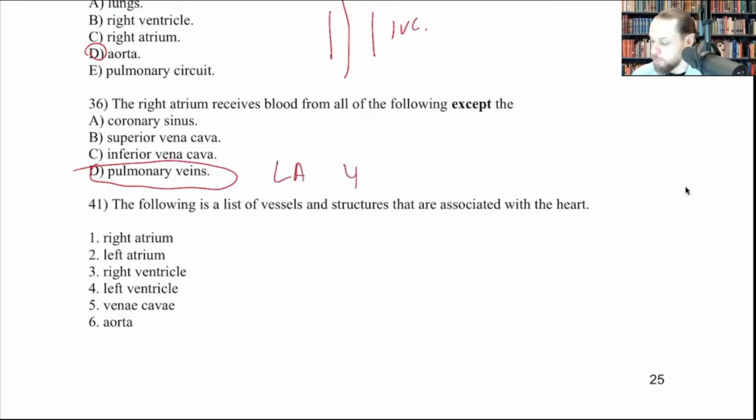And there are 4 pulmonary veins, which are connected to the left atria. And by the way, the pulmonary veins carry oxygenated blood, which is different from your other veins, which carry deoxygenated blood. So remember, pulmonary veins, oxygenated blood, and they go to the left atria. There are 4 inputs to the left atria.